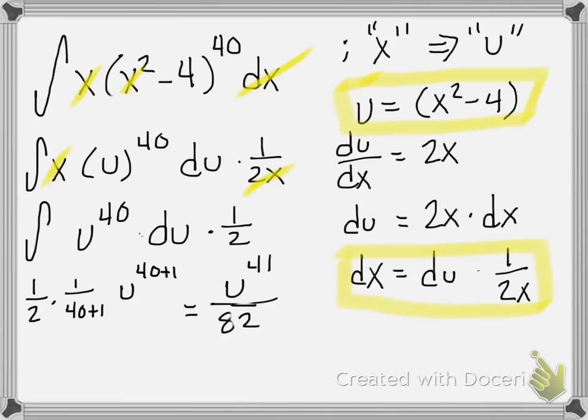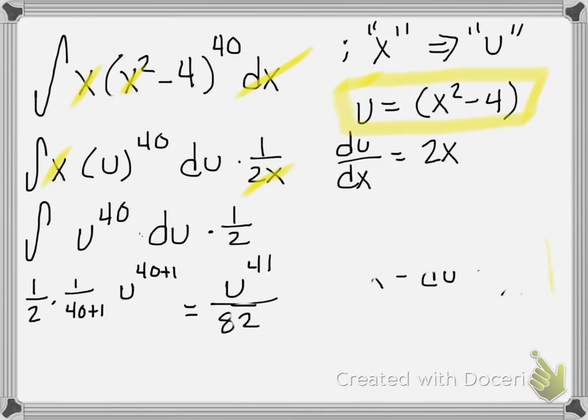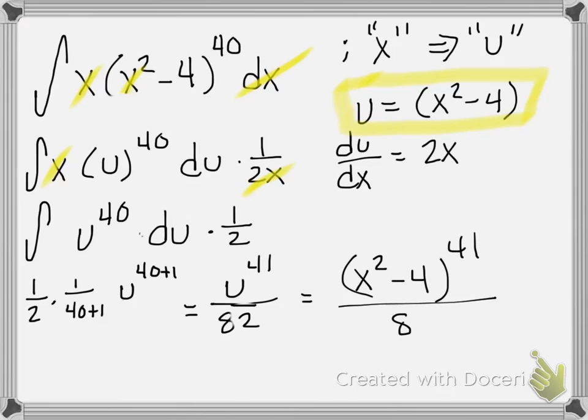Okay, so now that we have that, we can go back and substitute in our u. And that was x squared minus 4 to the 41 over 82. So it's not too hard. It seems like it should be kind of easy. That seemed pretty easy.